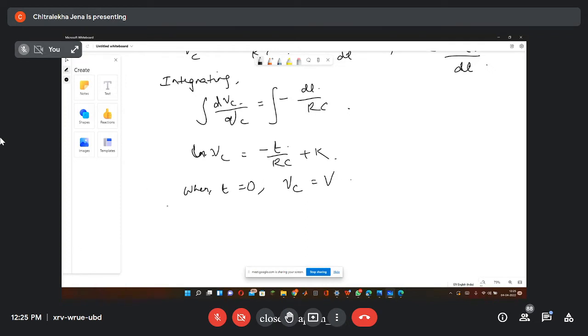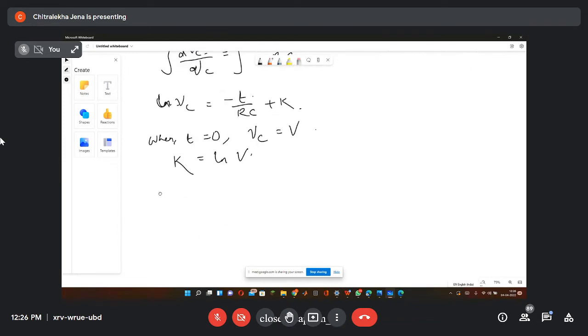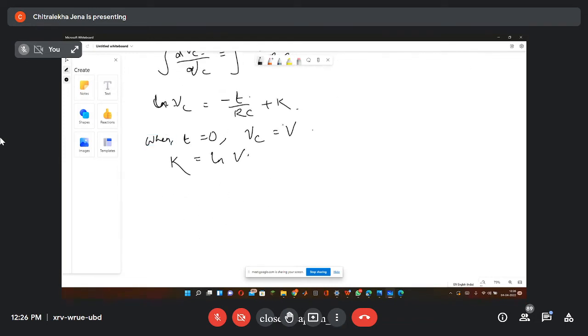Yes or no? So what will be the value of the integration constant? The integration constant K will be equal to ln V. Got it, all of you, or any doubt? Anybody having any doubt, tell me at that instant. Now you substitute the value of the integration constant in this equation. After substituting, you are getting ln VC equal to minus t divided by RC plus ln V.